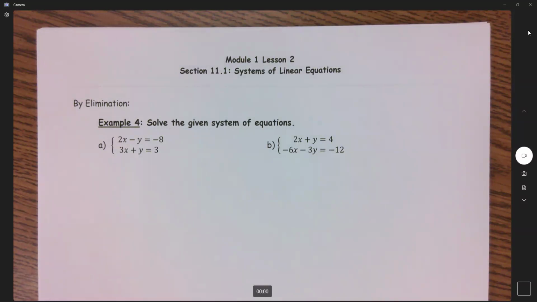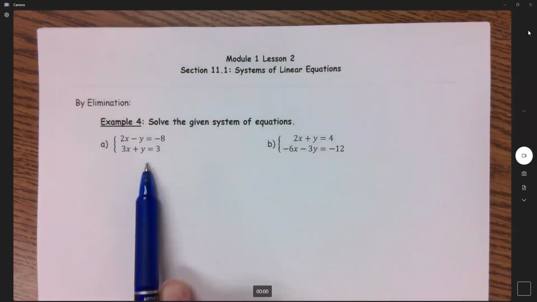Substitution does not work for every system easily. It can work for everyone. Let me make that very clear. Substitution will work for every type of system, but sometimes it will not be easy to use that method. Elimination will work for every single one.